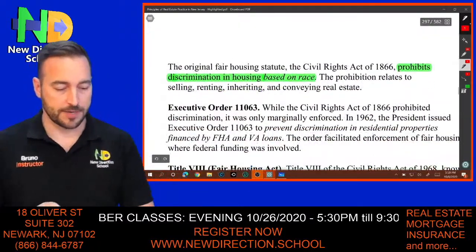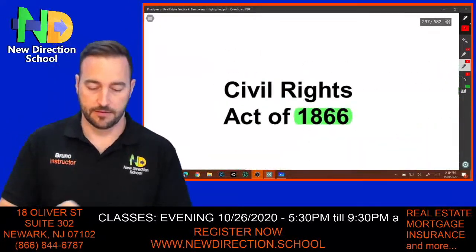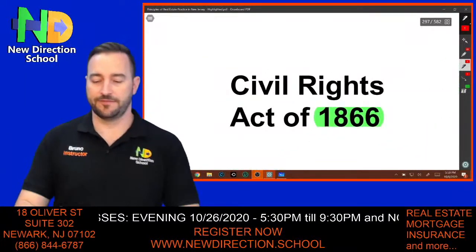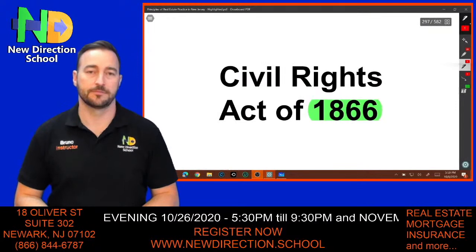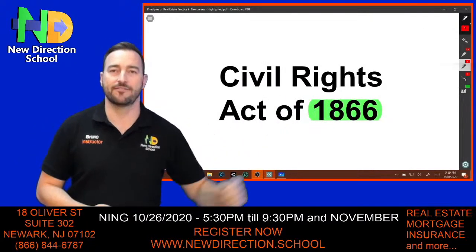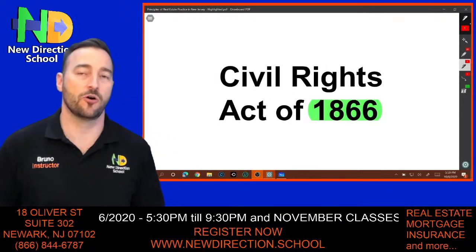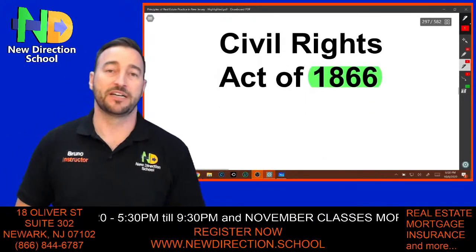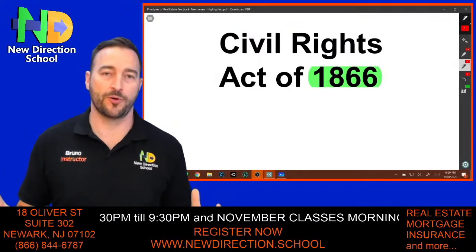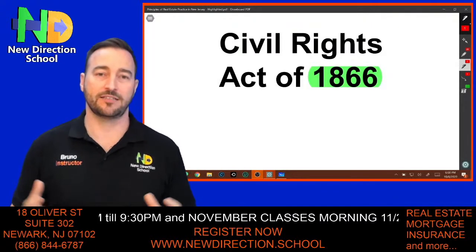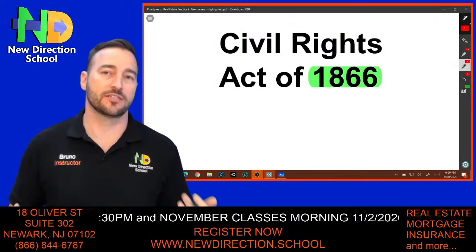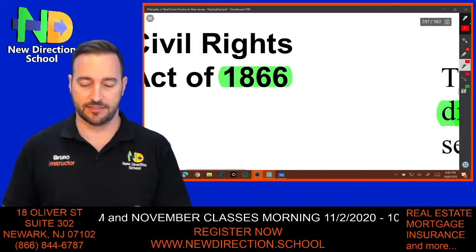First thing we're going to talk about, the Civil Rights Act of 1866. Notice that the only thing I have highlighted here is 1866 in green. Why is it the only thing that I have highlighted? Because it's the only 1866 in the whole book, right? Only 1866. And what does this relate to when you see 1866?